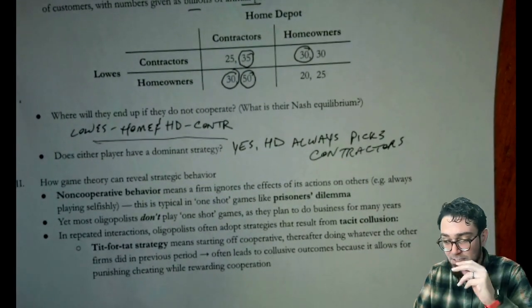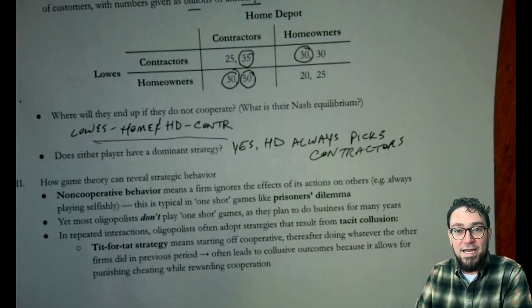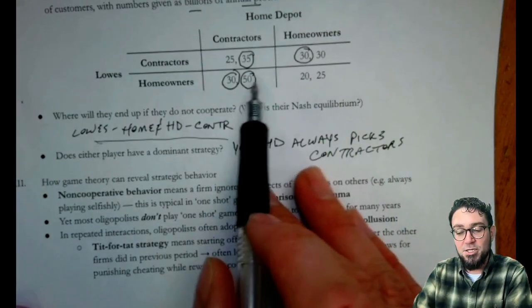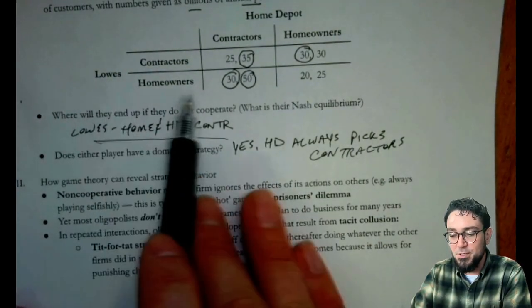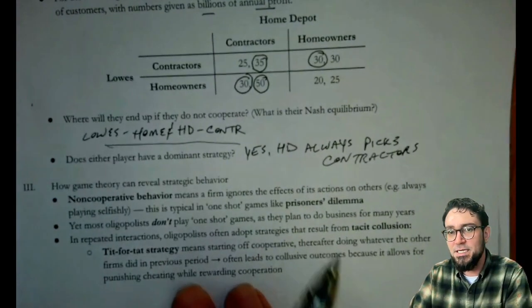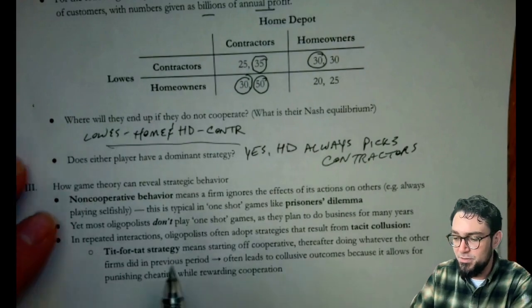By the way, that actually is the strategy of those two companies. Right now in the market, Home Depot focuses on the contractor market for home projects, and Lowe's focuses on the homeowners projects. It's an interesting thing if you get into the weeds of their profits.